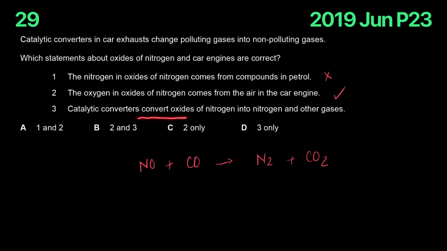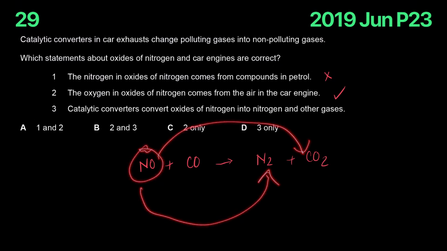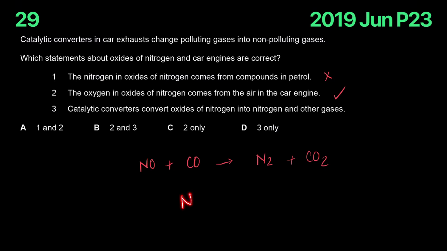Catalytic converters convert oxides of nitrogen into nitrogen and other gases. I guess they're trying to highlight that it's NO turning into N2 and O2. So I'm going to say this is wrong, right? So I'm going to say 2 only is correct. Yeah, fairly confident.